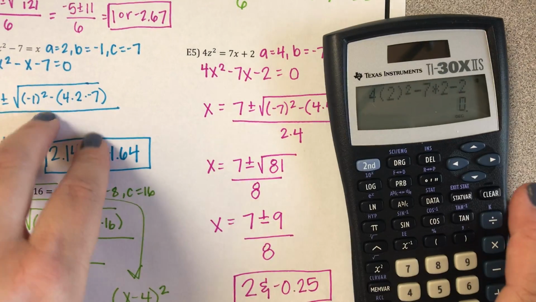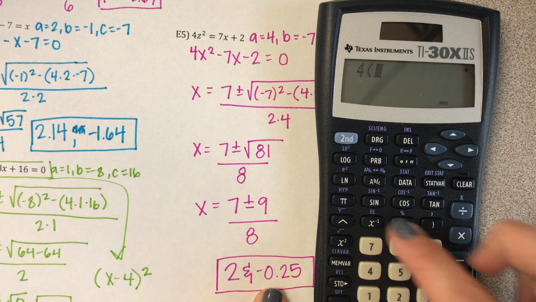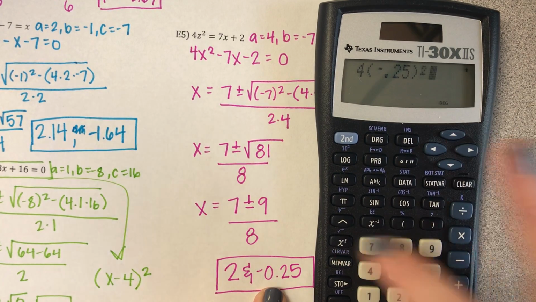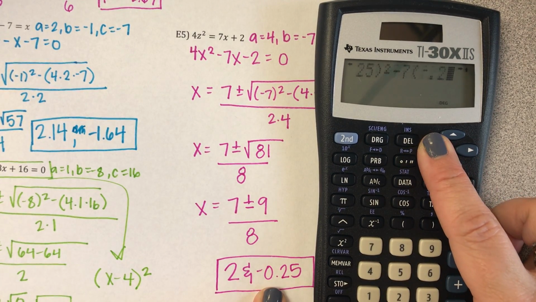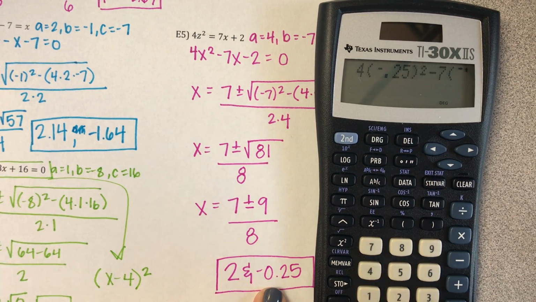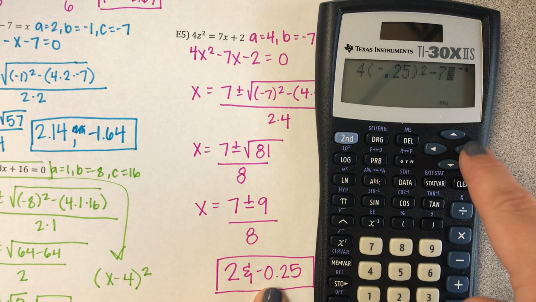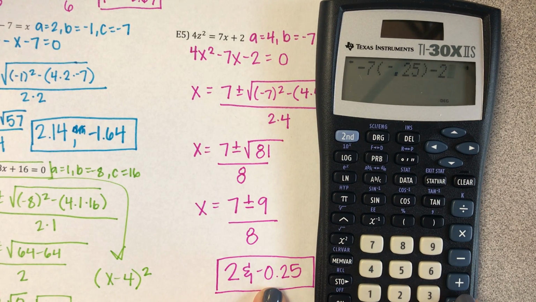So I know that when I take a 2 and plug it in here, it makes a true statement. Okay, let's see if it does the same thing with negative 0.25. So I have 4 times negative 0.25 squared minus 7 times negative 0.25, and then minus 2. Okay, I'm going to kind of go back. I want to make sure that I typed it in correctly because calculators don't make mistakes, but sometimes we make mistakes when we type stuff in. So 4 times negative 0.25 squared minus 7 times negative 0.25 minus 2. I'm going to hit enter and pray that I get 0.